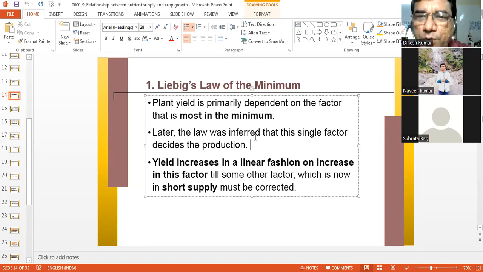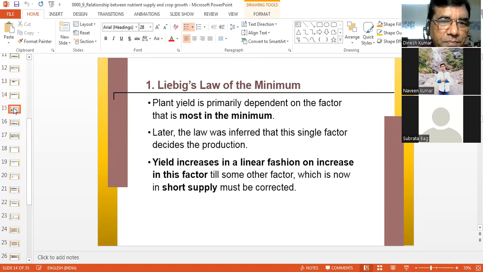Means if you overcome the factor which was present in minimum quantity, if you add that, then yield will again start increasing linearly. And then another factor will become limited. You overcome that, then again the yield will increase linearly. So this is how you can understand Liebig's law of minimum.